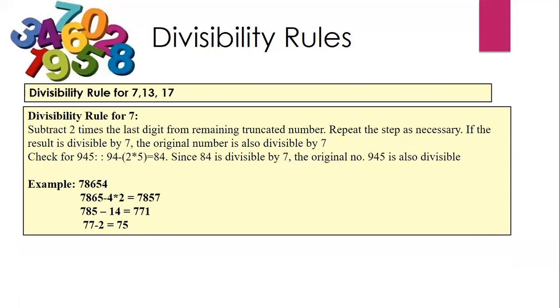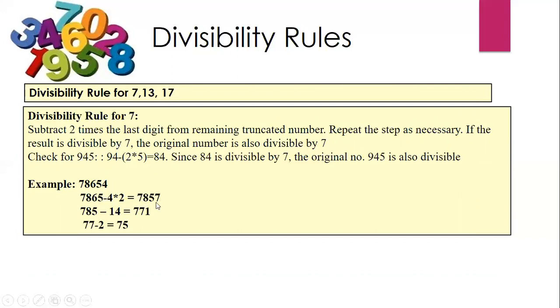Then we are left with the divisibility rule for 7. The divisibility rule for 7 is to subtract twice the unit digit. For example, let's take 945. Take the unit digit, double it, which will be 10, and subtract it from the remaining digits. 94 minus 10 is 84. If 84 is divisible by 7, then the whole number will be divisible by 7. Similarly, 78654. Take the unit digit, double it. So 7865 minus 8, you will get 7857.